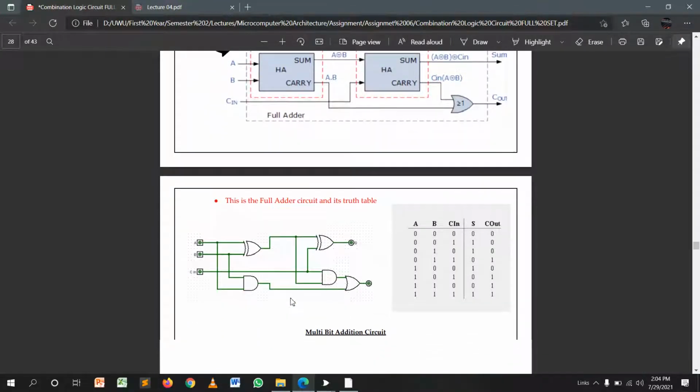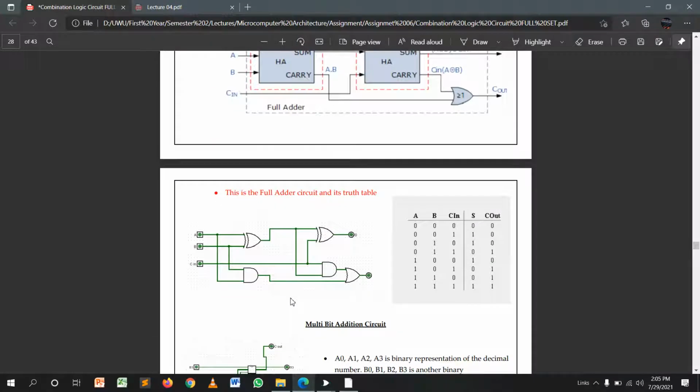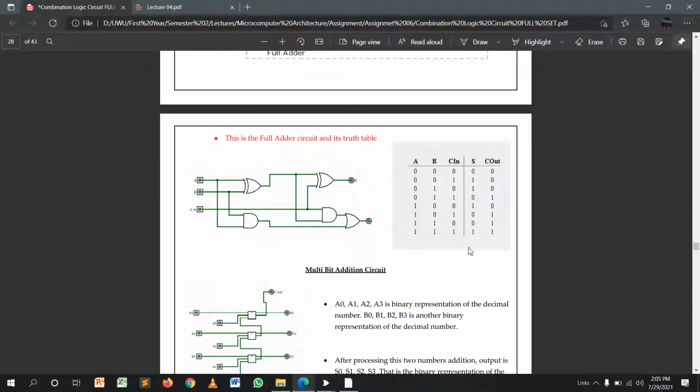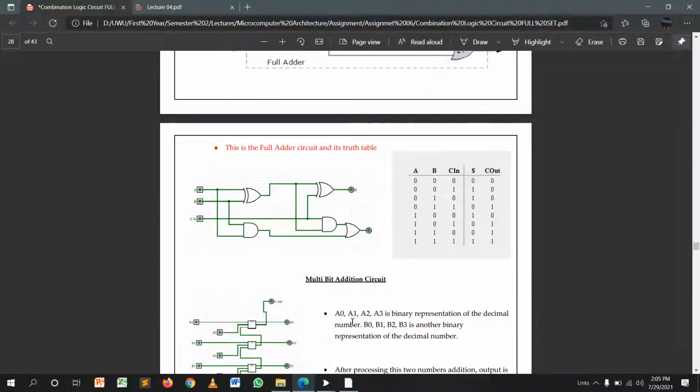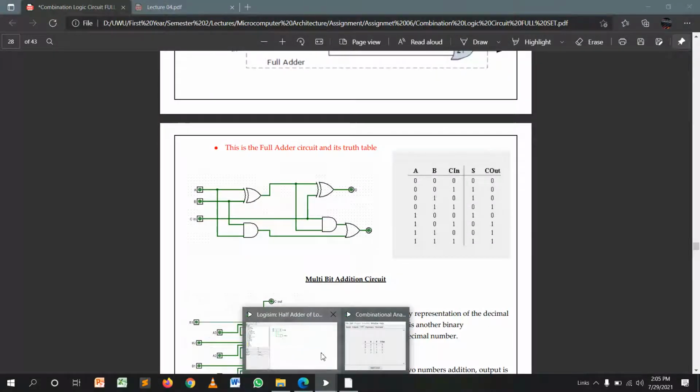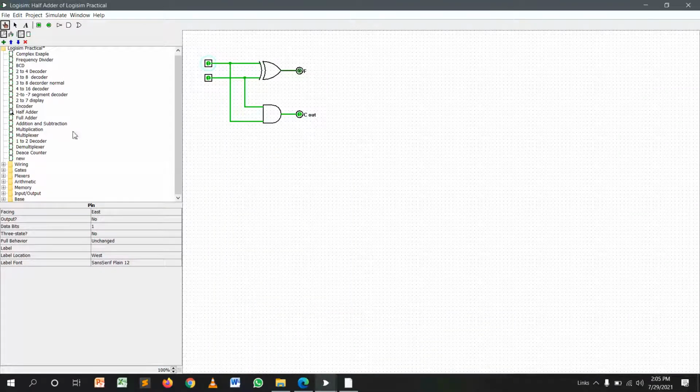Then this is the full adder circuit with its truth table and table diagram. A, B and C in are the inputs. We use two XOR gates, two AND gates and one OR gate for this full adder. Then I'll show that one in the simulator tool.